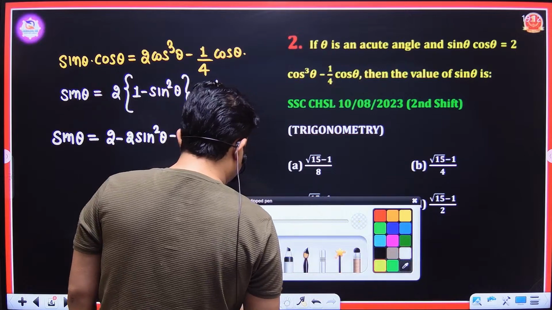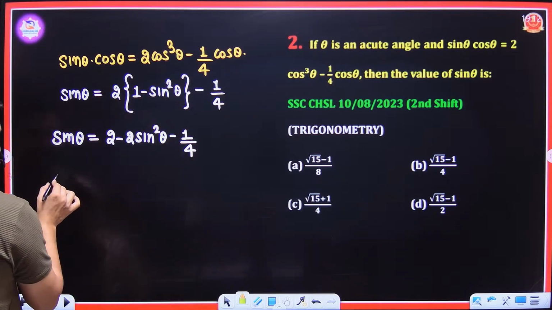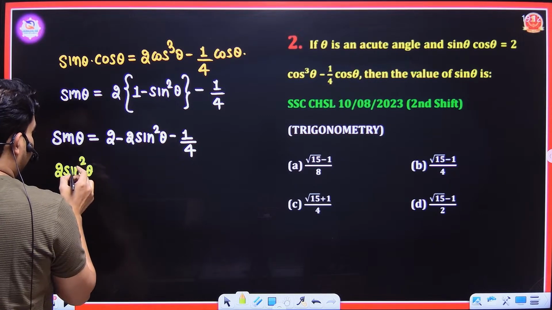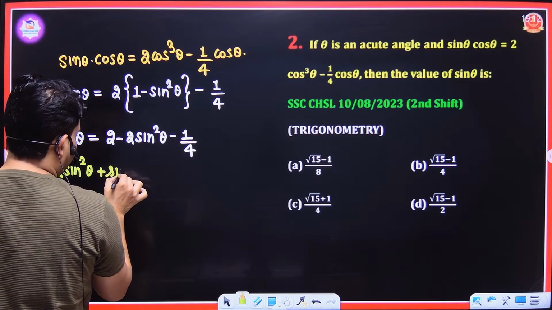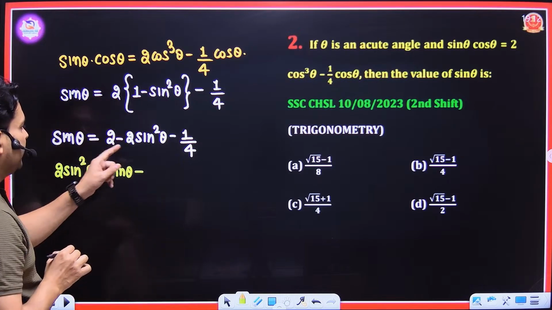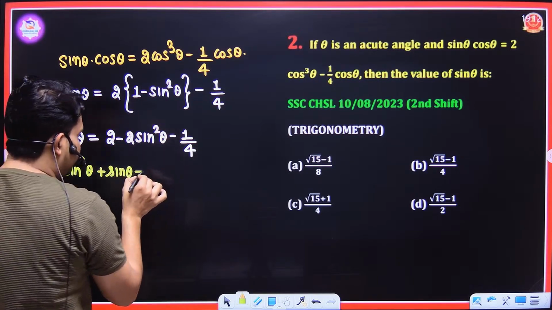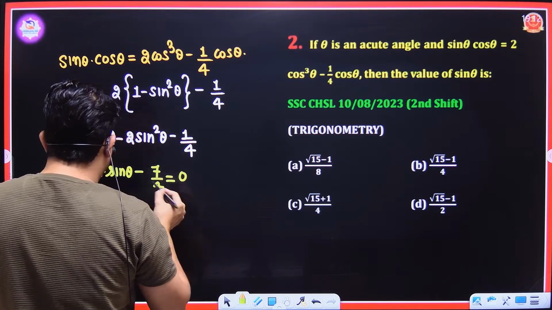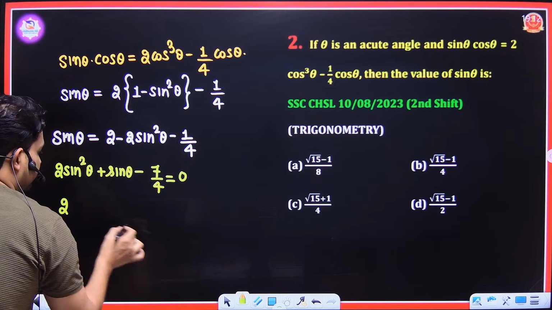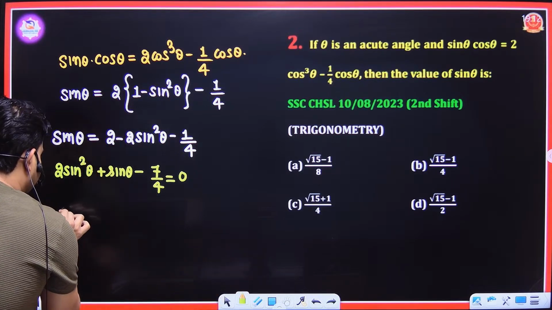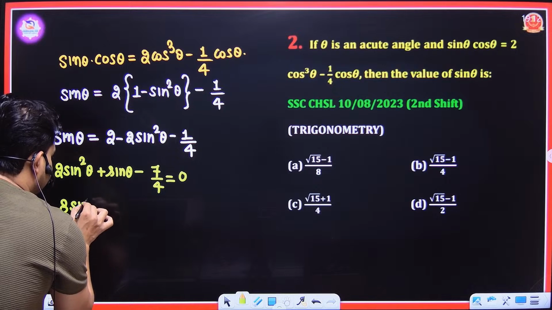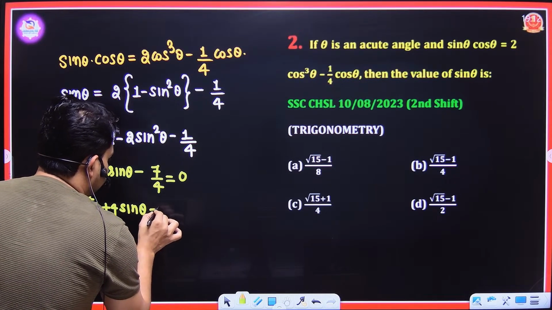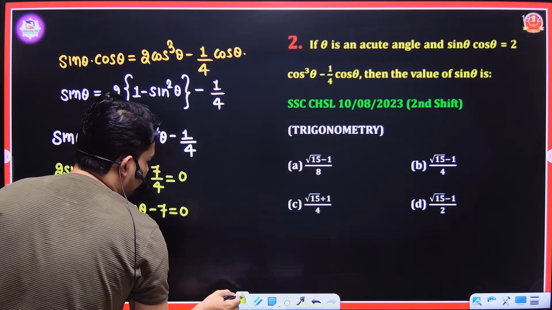So there is a quadratic equation in 2 sine square theta. I can write 2 sine square theta plus sine theta minus, see, 2 minus 1 by 4 is 7 by 4. When it comes here, it will be 7 by 4 minus, is equal to 0. So I can rewrite the equation: if I multiply this by 4, it will become 8 sine square theta plus 4 sine theta minus 7 is equal to 0. This one is my quadratic equation.